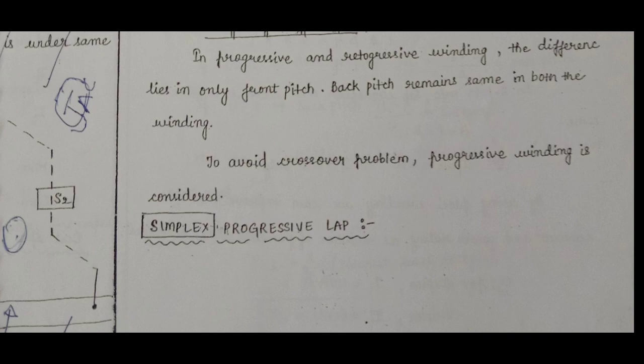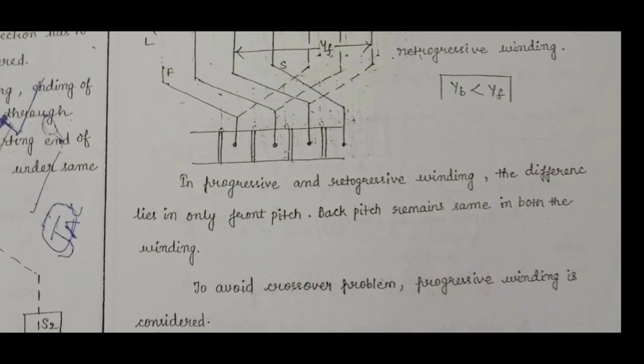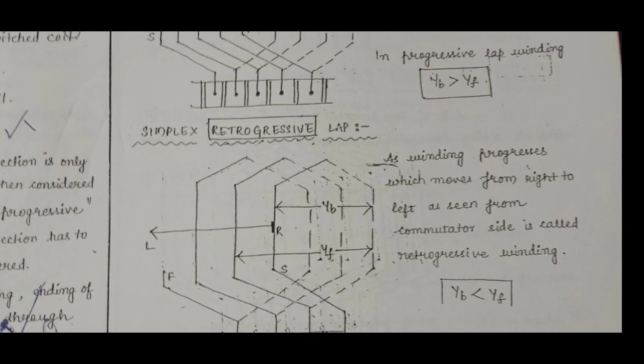To avoid the crossover problem, the progressive winding is considered the most suitable. So mostly the machines are designed with progressive windings. Back pitch is greater and front pitch is less.